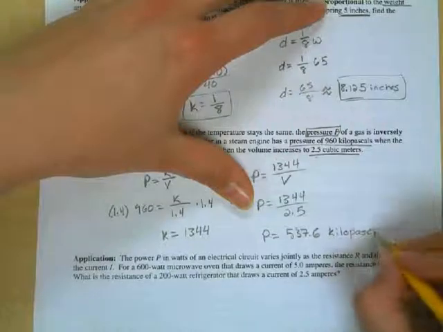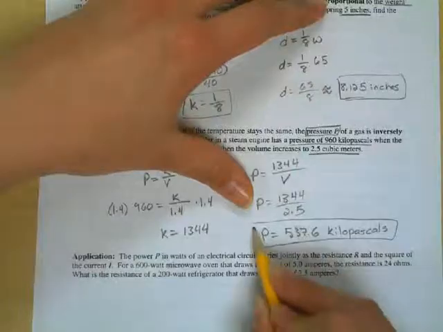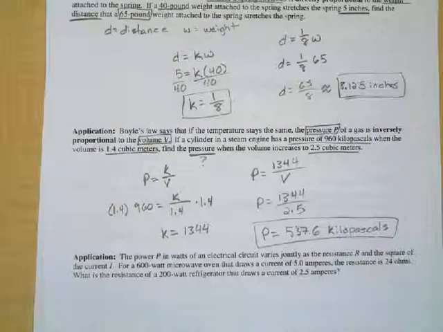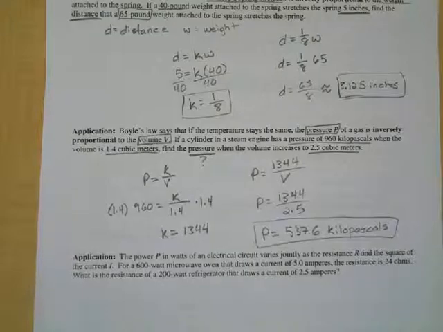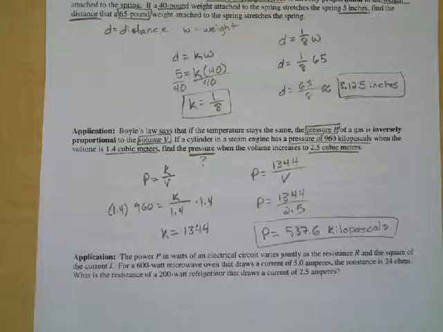kilopascals. So that would be your new pressure. If I increase the volume to 2.5, then I get 537.6 kilopascals worth of pressure. If you think logically about this, hopefully that makes sense. If I put the same amount of gas into a bigger container, obviously my pressure is going to be a little bit less. My pressure will decrease if I make my container bigger. It's not quite so packed in there.